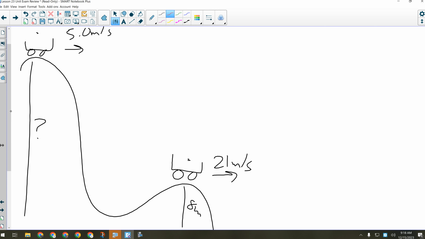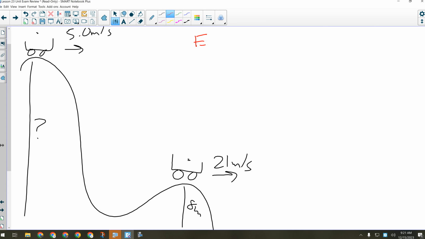That's my scary roller coaster. Pretty steep. The first hill, I don't know how high it is, but I know the roller coaster is moving 5 meters per second. A little while later, it's 8 meters above the ground and moving at 21 meters per second. Calculate the height of the first hill.